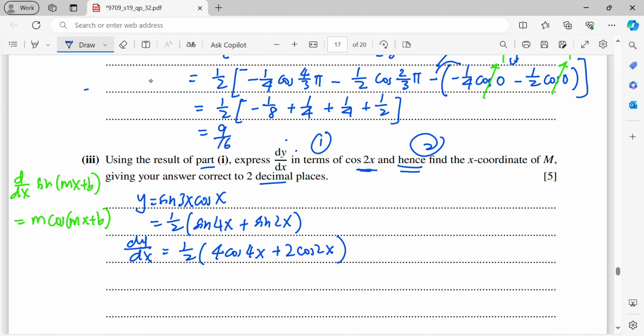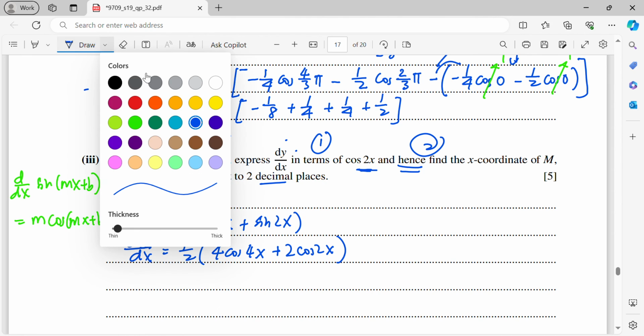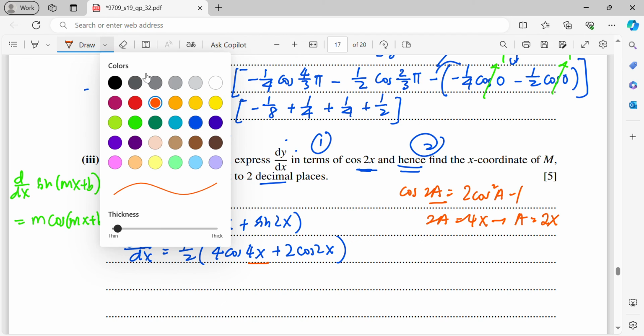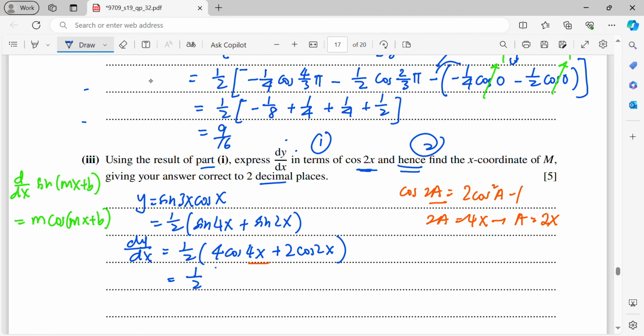But here we have cos 4x, right? So you must change the cos 4x into cos 2x. So now here I will use the double angle formula. Cos 2a is 2 cos square a minus 1, whereby 4x is 2a. So 2a equals 4x, that means my a is 2x. So now here I will be getting half of 4 bracket cos 4x. Okay, so replace the x by 2x. I will be getting 2 cos squared 2x minus 1 plus 2 cos 2x.